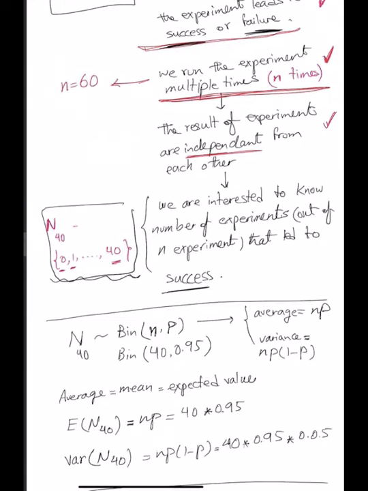Are we interested in the number of experiments, out of these n experiments that we have run, that lead to success? How many experiments out of these 60 led to success? Are we interested in anything like that? Yes. Can you tell me where you got that? It's part A, the 12 people.